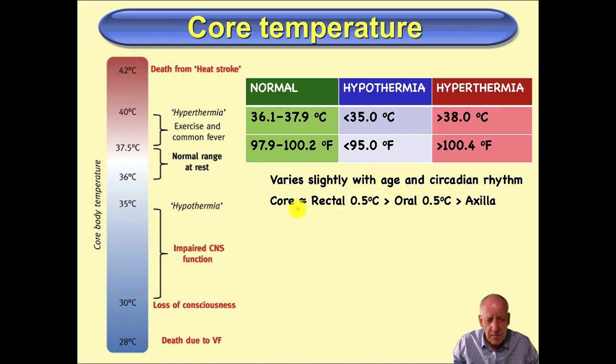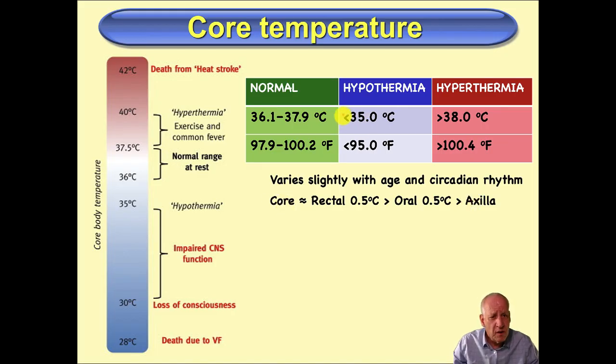Core temperature can be measured most accurately with a thermometer inserted into either the rectum or the esophagus, although reasonably good estimates of core temperature can be measured in the mouth or the axilla. But keep in mind that oral temperature will be about 0.5 degree C lower than true core temperature, and axilla temperature will be about 1 degree C lower than true core temperature.